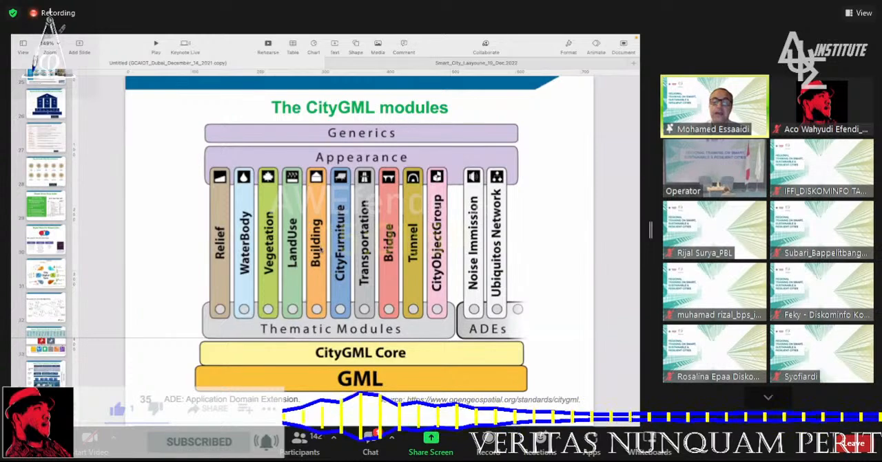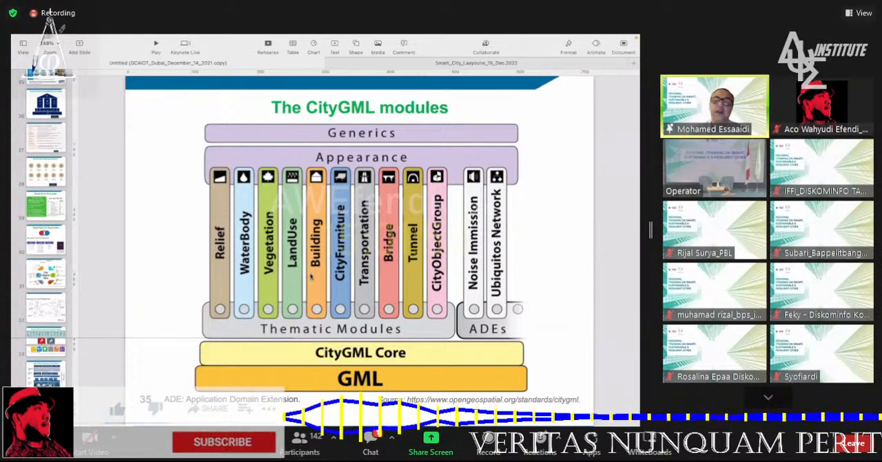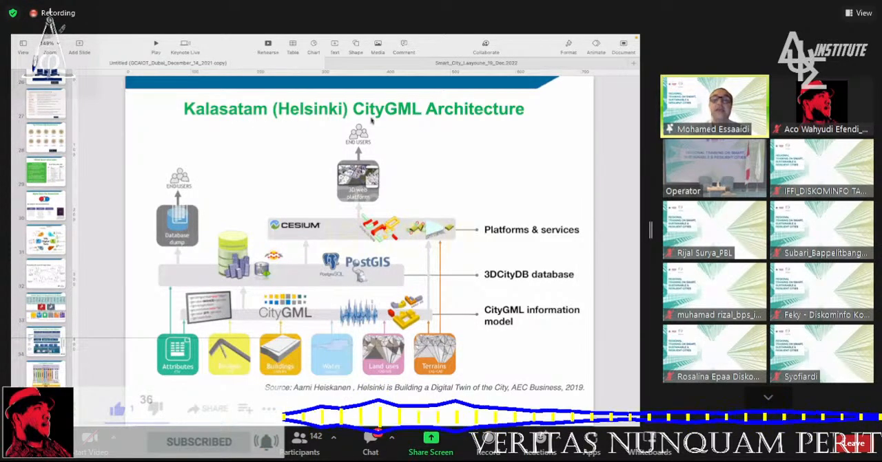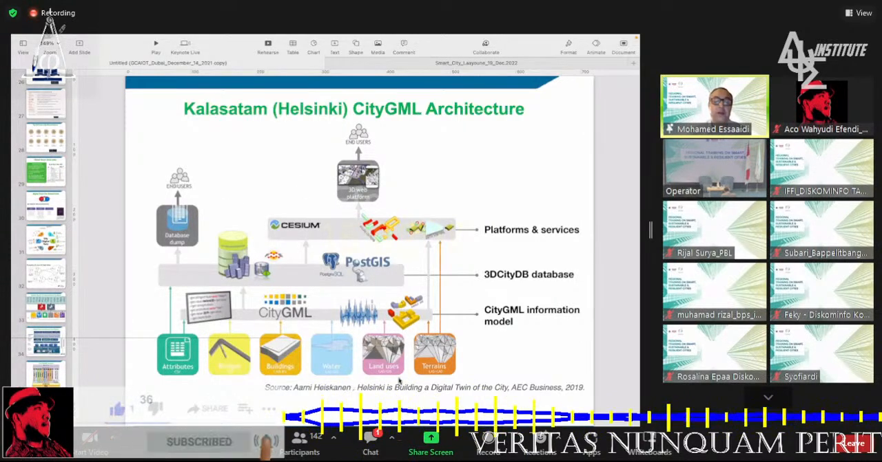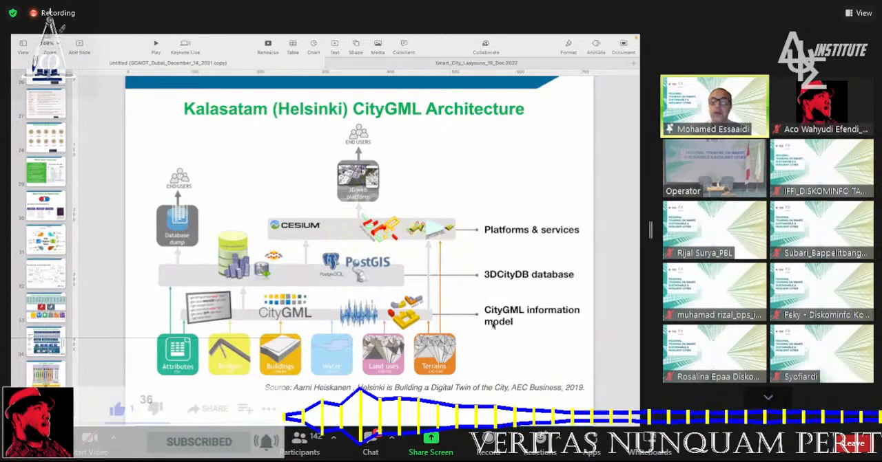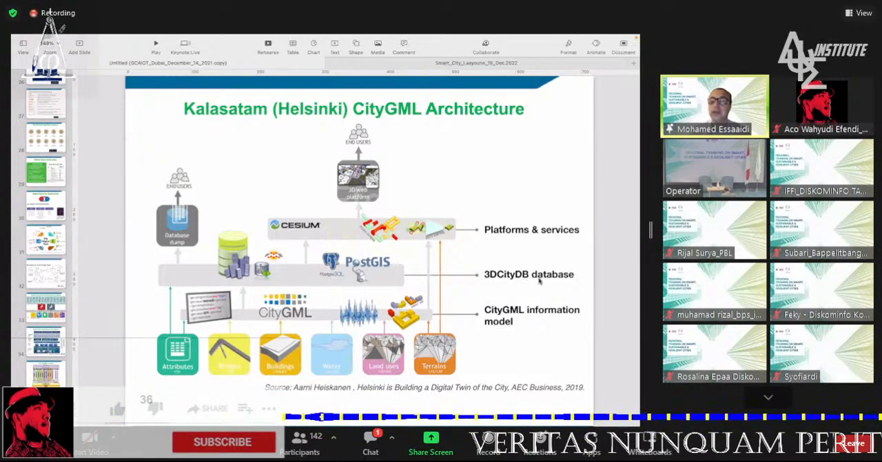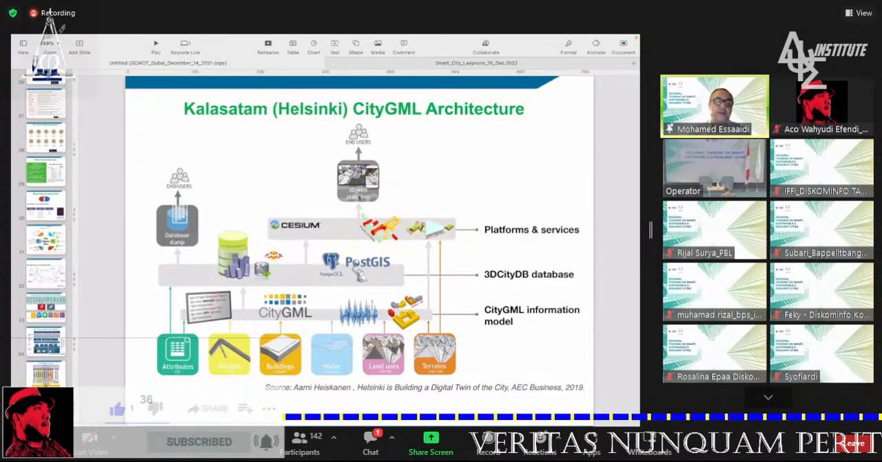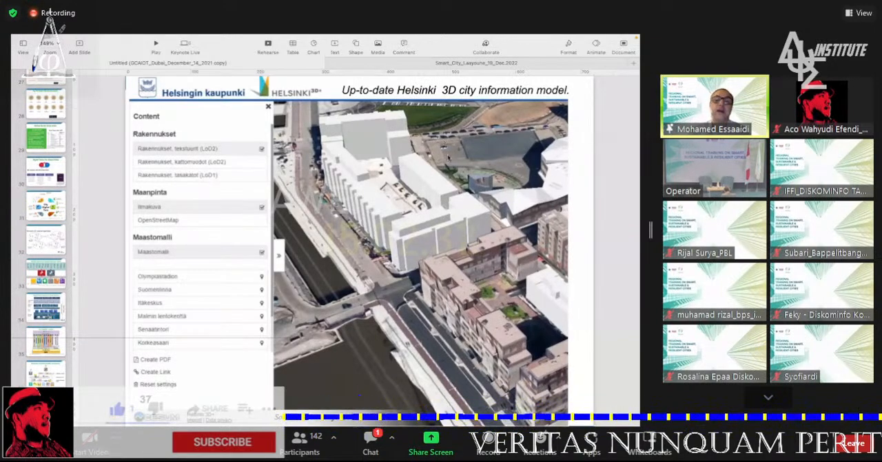We have different layers here, and we have thematic models, as you can see here, for buildings, for land use, for vegetation, transportation, bridge, tunnel, etc. Here you can see the components of the Kalasatama district within Helsinki using CityGML architecture. And we have here the attributes: the buildings, the water, the land use, the trains. For each component, we have the CityGML information model, the 3D city database, and the platforms and services. And here you have the web portal where we can monitor all the infrastructure and operation of the city.